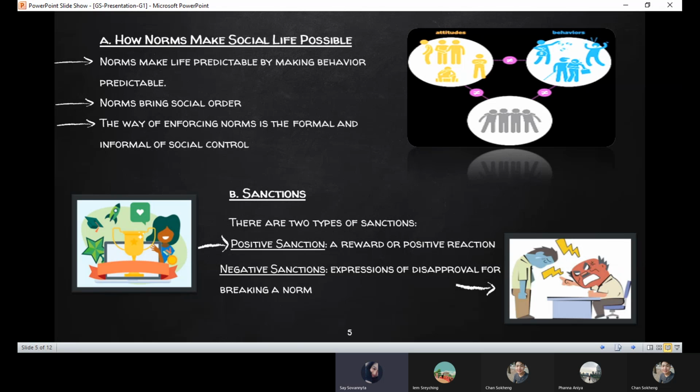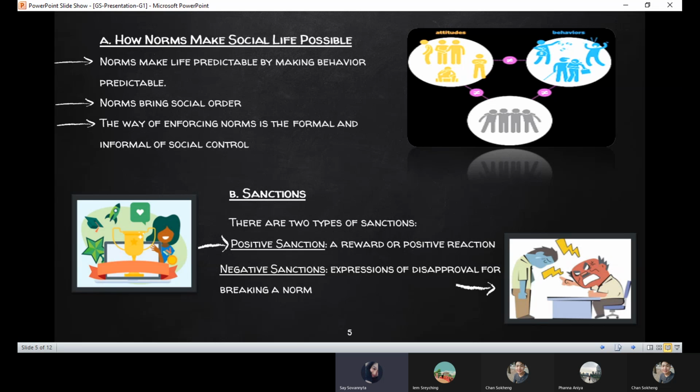Norm also brings group develop a system of social control, formal and informal ways of enforcing norm. And there are two types of social control. Informal, for example, social embarrassment if you don't follow the norm, and formal social control, for example, law, police, military, with consequences for not following norm, for example, prison or accusation.